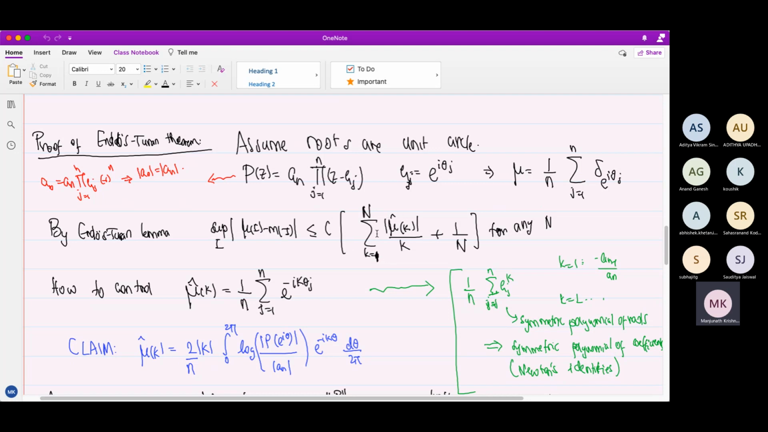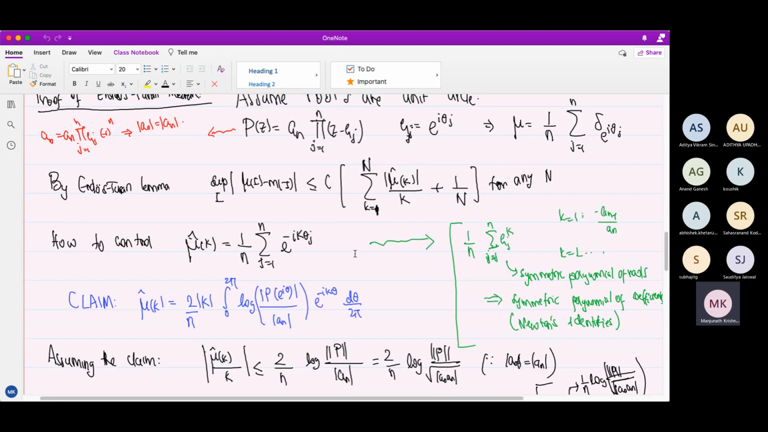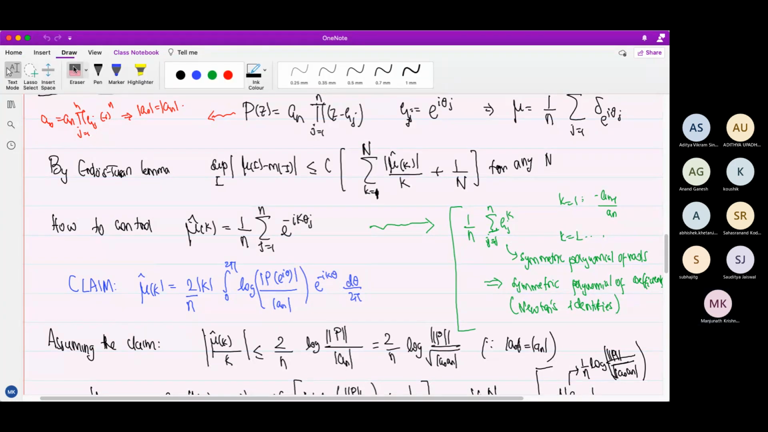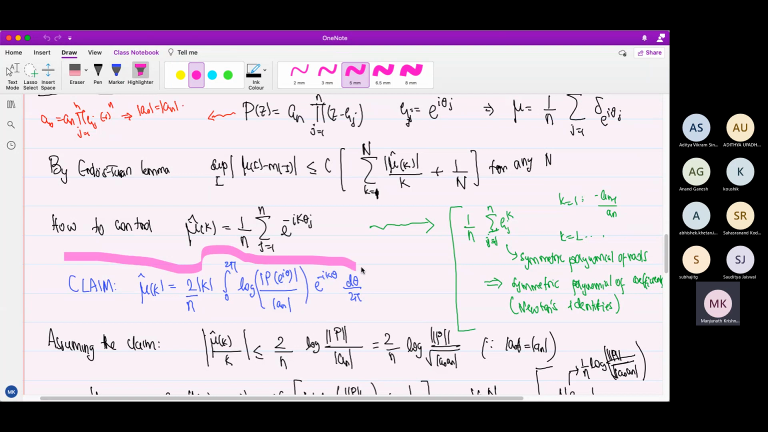So the question was to compute the Fourier coefficients of this empirical distribution of roots. And for that, it is basically calculating the moments of the roots. That is, zeta j to the power k summed over j equals 1 to n. We have to control that. And that is where this claim came in, which is, I think, something that I have not yet proved. So this claim is something that yet needs to be proved.